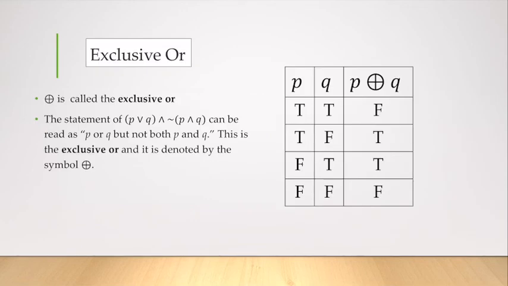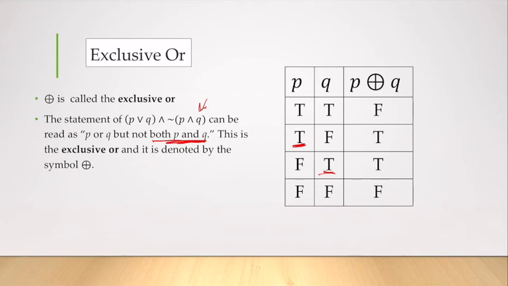The exclusive OR is the statement that P or Q, but not both P and Q. We proved how it's equivalent to this statement in our last course. So this is only true when P or Q is true, but not when both are true or both are false. So I can only have one of them.